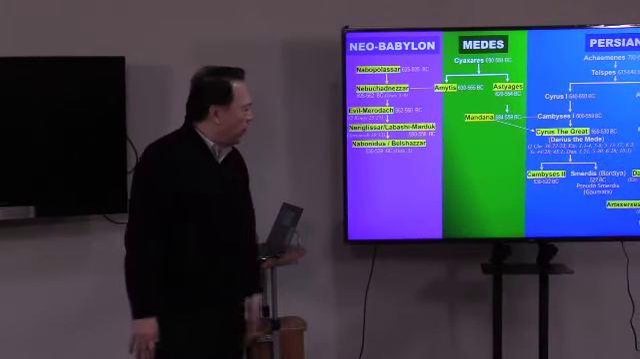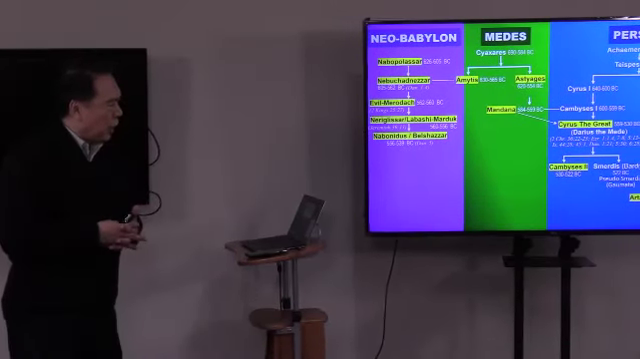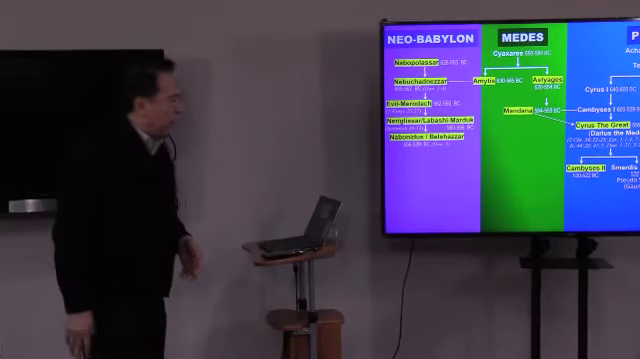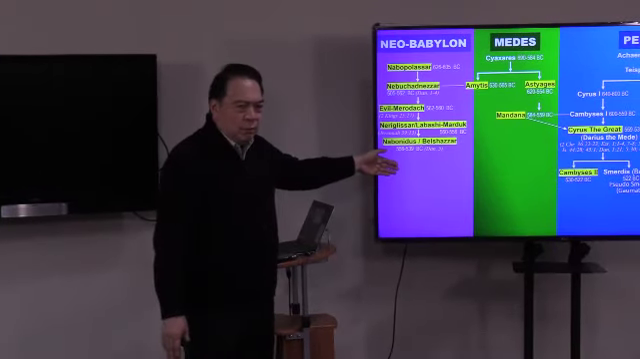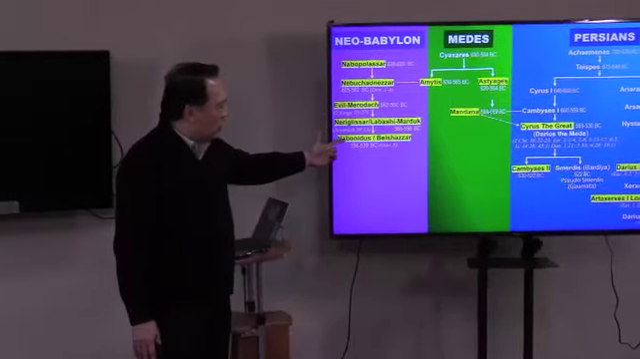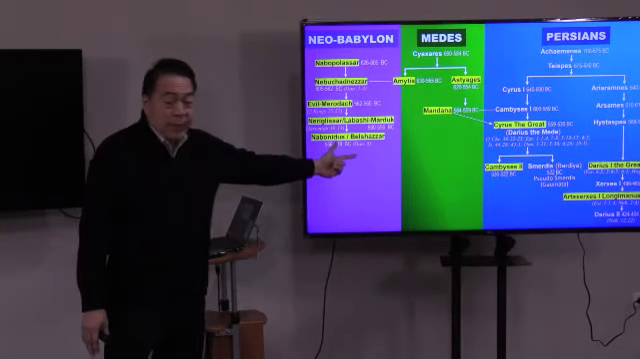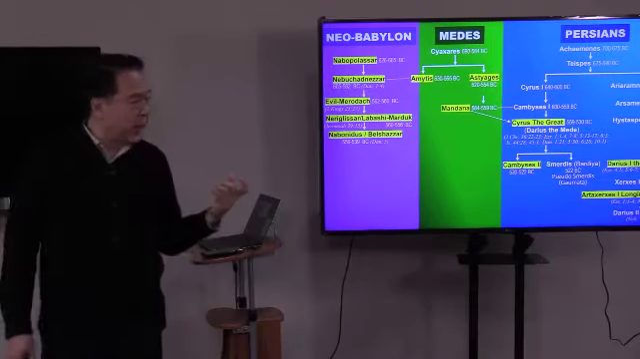Neriglissar took over. And then after another series of coups d'etat, Nabonidus, also married to Nitocris, one of the daughters of Nebuchadnezzar, took over the kingdom, and then he had the son called Belshazzar, and Belshazzar became the co-regent.